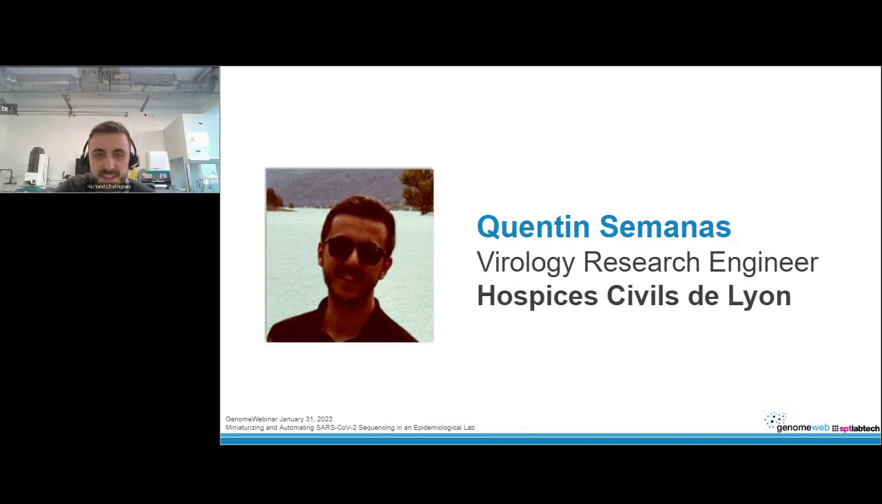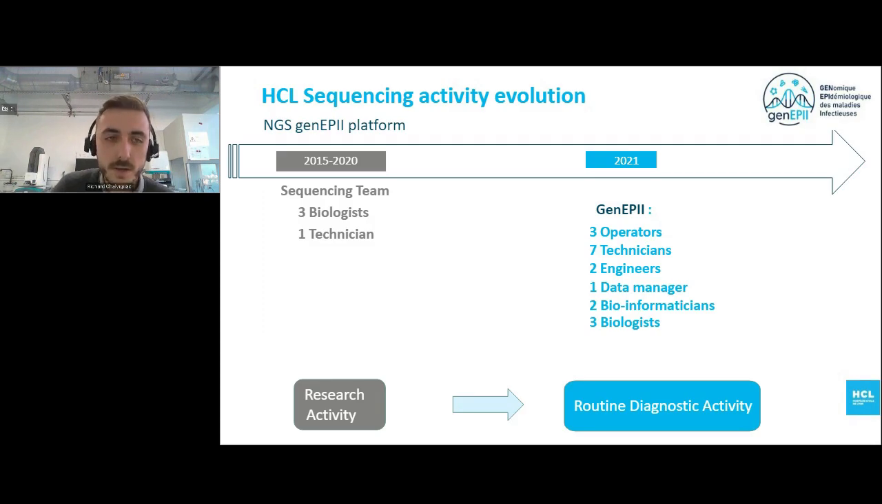Hello, everyone. A few words about the evolution of the large-scale sequencing activity. At the beginning, between 2015 and 2020, the NGS platform was composed of only 4 members, including 3 biologists and 1 technician, dedicated to research activity. Due to the SARS-CoV-2 pandemic, activity was focused on routine diagnostics, leading to team growth to 18 members, including engineers, data managers, bioinformaticians, and biologists.